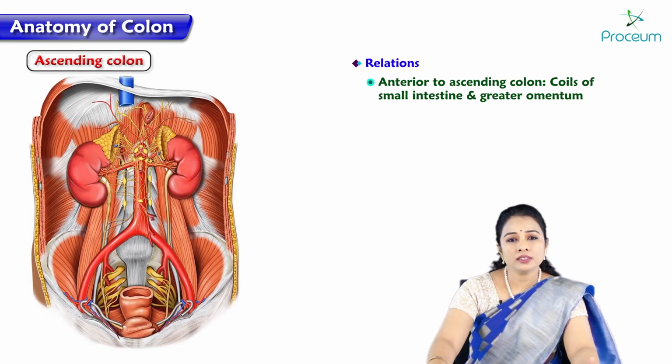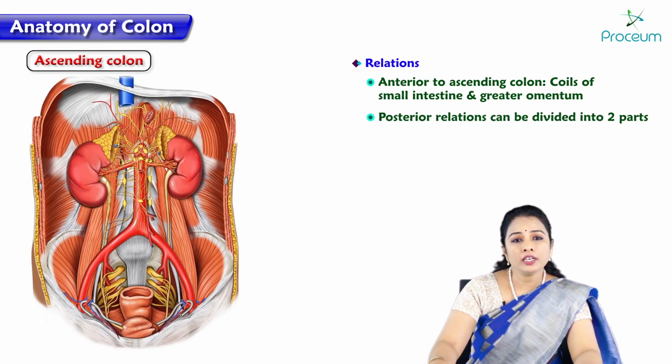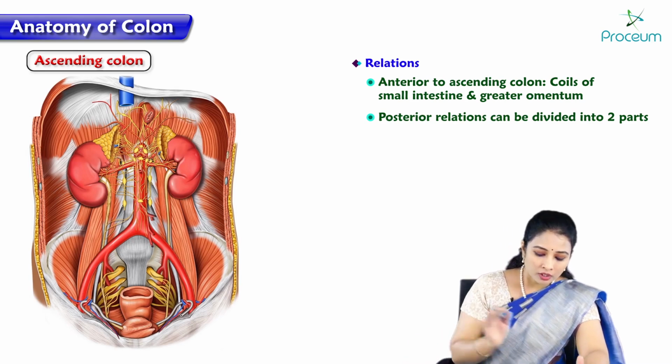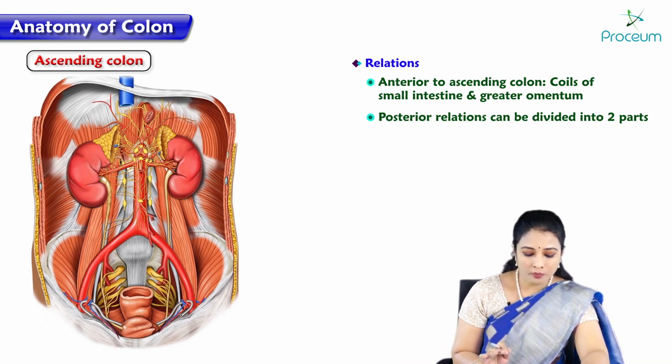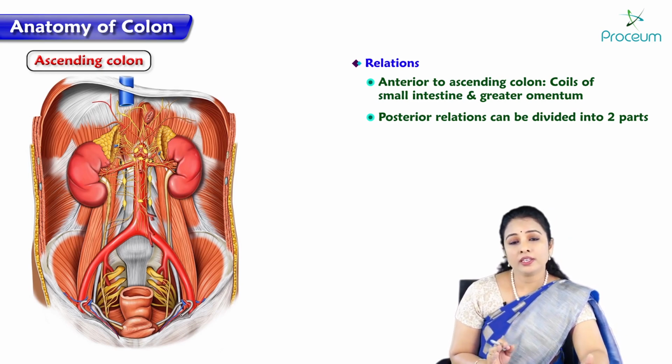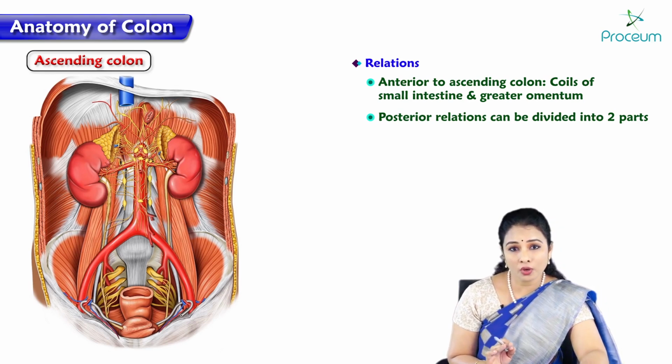So let us discuss the posterior relations of the ascending colon. Posterior relations can be divided into two parts: above the iliac crest, the transversus abdominis. So here in this image, the colon and all the intestines are removed to expose the posterior abdominal wall and to explain the posterior relations of the colon.